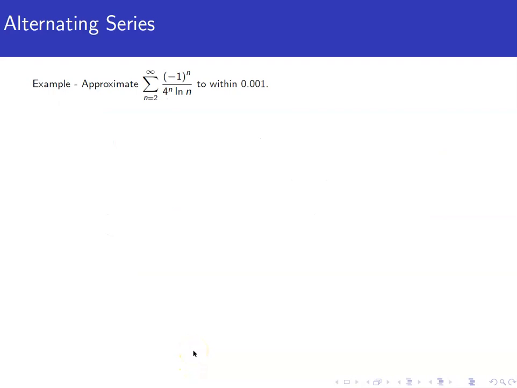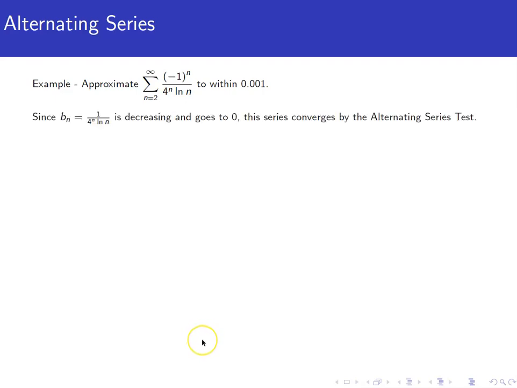All right. So let's use this knowledge now to see if we can approximate a series. Let's say we're asked to approximate the series from 2 to infinity of negative 1 to the n over 4 to the n log n to within 0.001, one thousandth. It's easy to see that the sequence of terms without the alternating piece certainly decreases and goes to 0, right? The denominator is getting bigger and bigger, so the fraction gets smaller and smaller. So the series certainly converges.